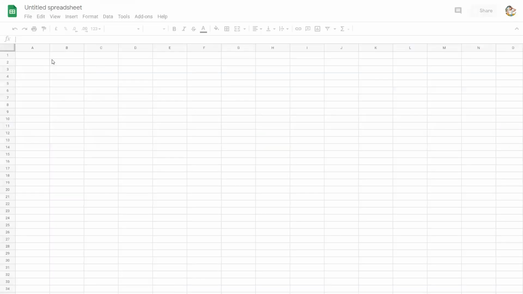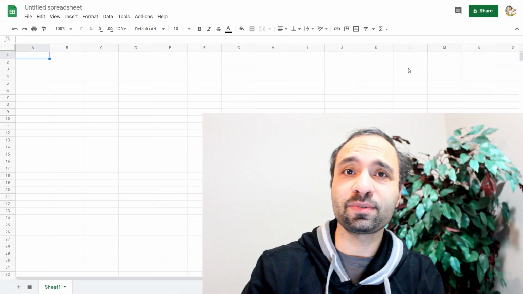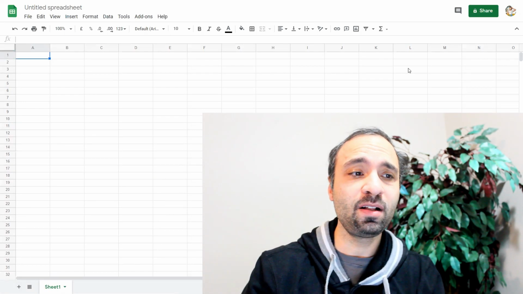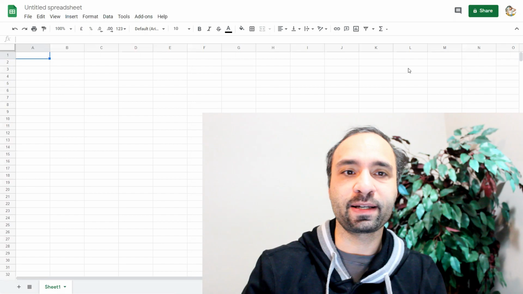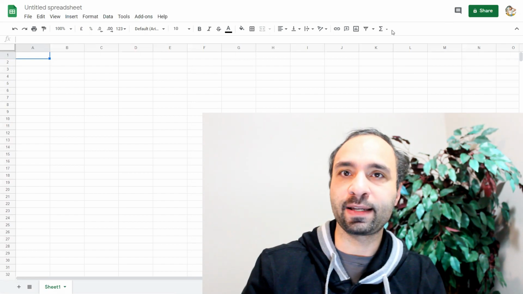A new spreadsheet opens up for us. This looks very similar to Microsoft Excel, but don't worry if you don't have the Microsoft package. In this case, you can always access it on the cloud using Google Docs, and it's free for you to use.